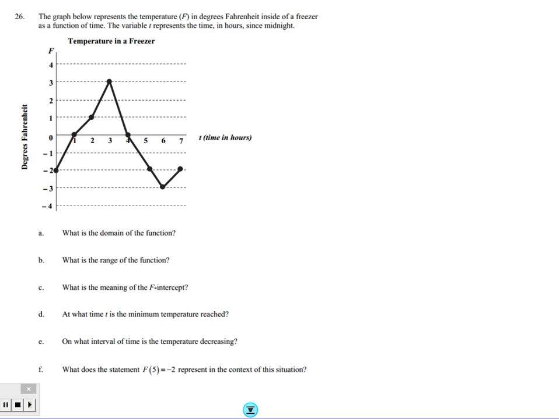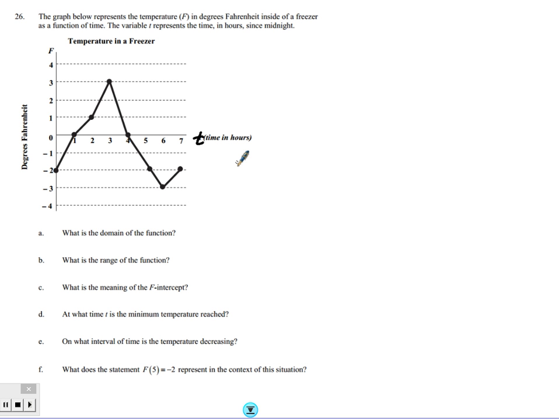All right. Now those of you that are doing presentations, this might be a very important problem for you. The graph below represents the temperature in degrees Fahrenheit inside of a freezer as a function of time. The variable t represents the time in hours since midnight. So this is very important. I've been using x and y, but now we're using t and f. So this is Fahrenheit and this is time. We want to be careful to put t and f in our problem.